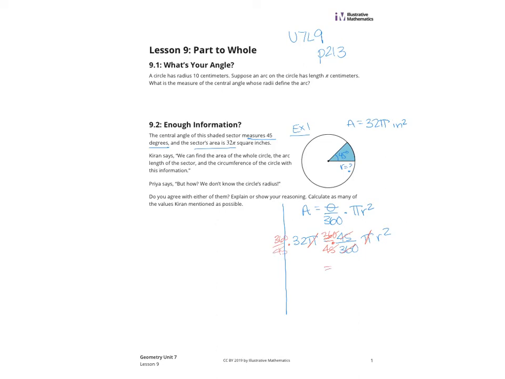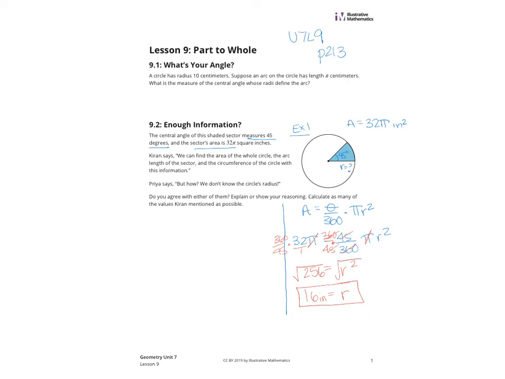And on my right side, I'm going to have an r squared left. And on my left side, I have 360 times 32 divided by 45, because remember this is 32 over 1. So when I put 360 times 32 into my calculator, divide by 45, I get 256. And I'm going to continue solving for r by taking the square root of both sides. And I find that my radius was 16 inches. And that was the length of my radius.